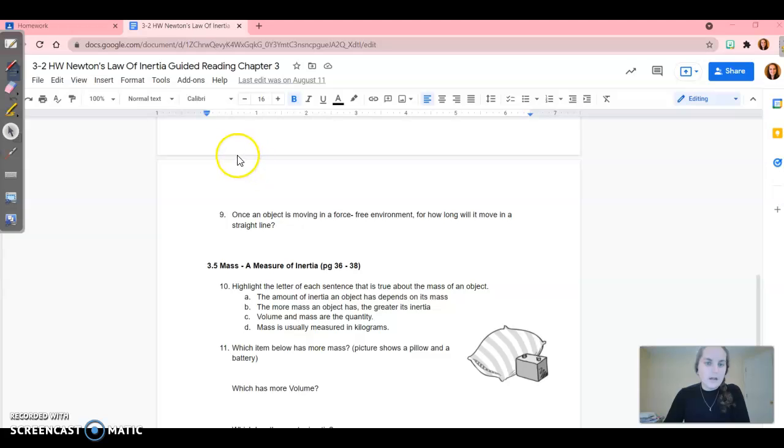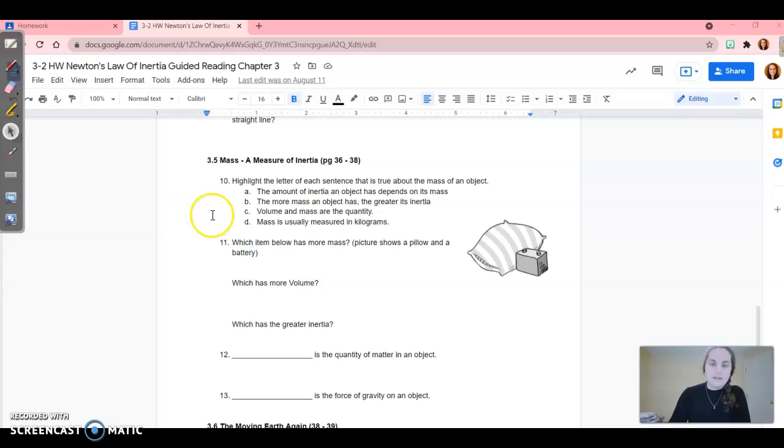So number 9, once an object is moving in a force-free environment, for how long will it move in a straight line? Indefinitely. So what we mean by a force-free environment is that there's no frictional forces affecting the motion of that ball or the motion of that object. And so it's just going to continue on indefinitely.